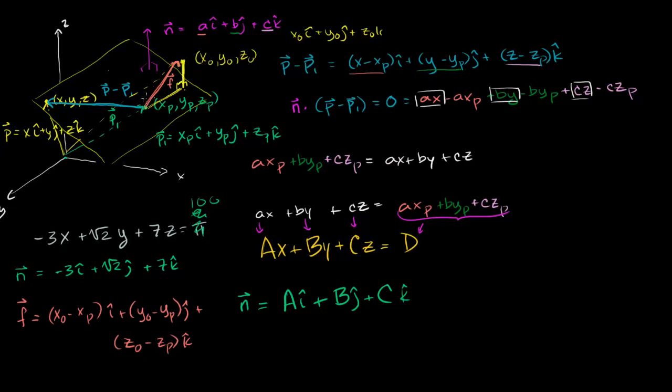So given that we know this vector here, how can we figure out this length here in blue? Well, we could figure out the magnitude of this vector. The length of this side right here is going to be the magnitude of the vector. So it's going to be the magnitude of the vector f.